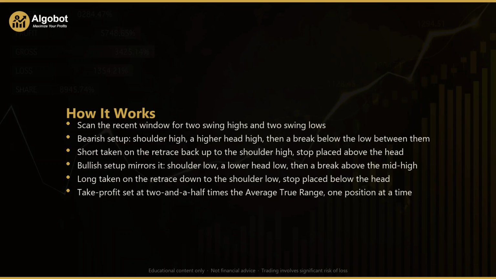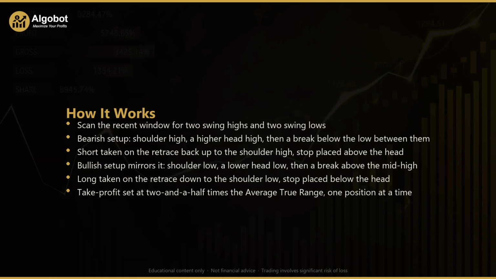Once the structure has broken, the expert advisor watches for price to retrace back up toward the left shoulder high. This is the unmitigated supply level. When the current bar reaches up to that shoulder, within a small tolerance set by the tag ATR fraction, and then closes back below it, the short entry condition is met. The stop loss is placed above the head, at a distance of half an average true range beyond it, and the take profit is set 2.5 average true ranges below the entry.